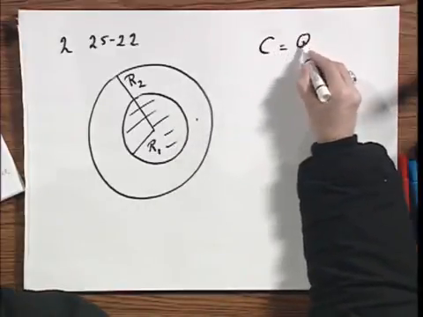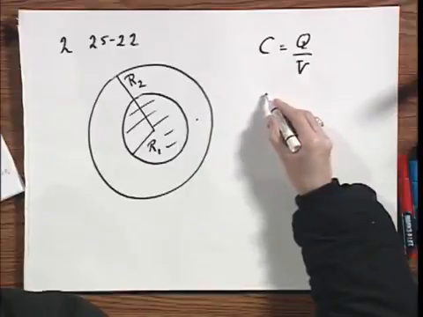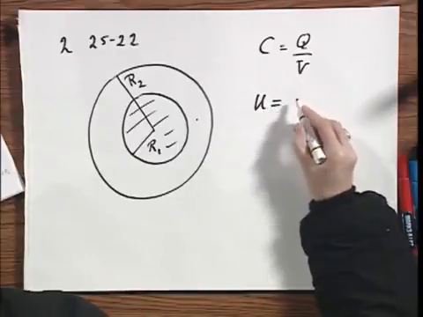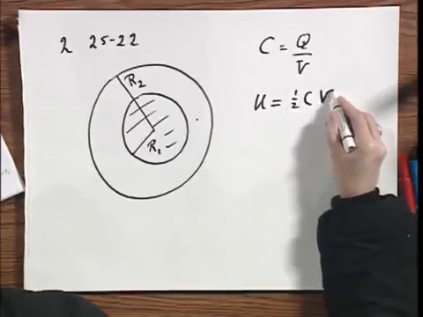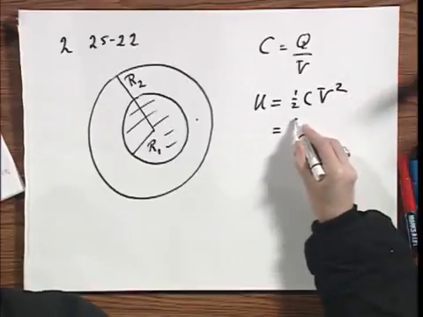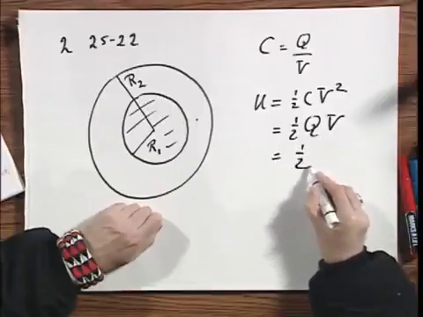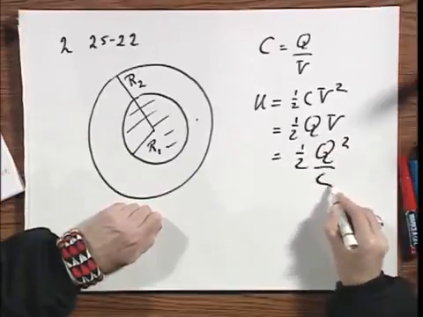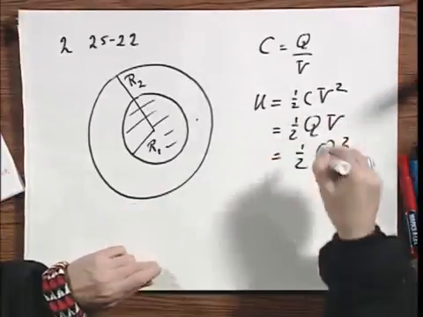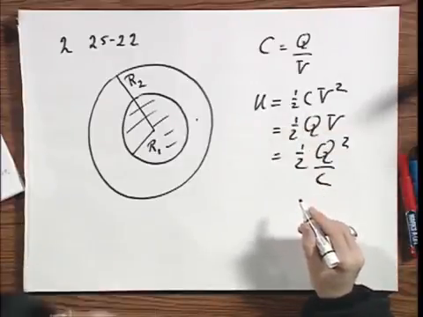Remember, C is Q divided by V. I will also write down the total energy of the system equals 1/2 CV squared. It's also 1/2 QV, and it is also 1/2 Q squared over C. This is all the same. You can apply any one of these three as it suits you.